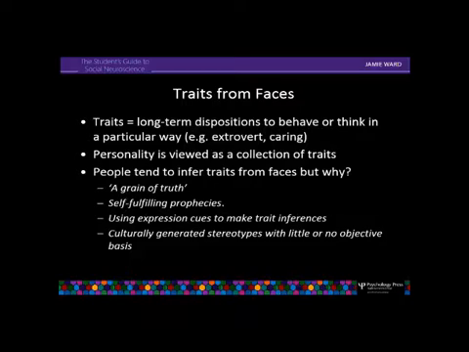So for the last 30 minutes or so, I'll talk about traits from faces. A trait is a long-term disposition to behave or think in a particular way. And obviously, if you think about the models of face recognition presented so far, traits just don't appear.